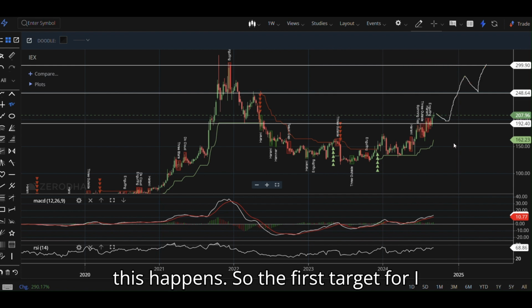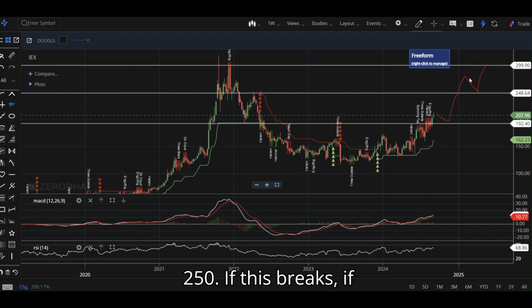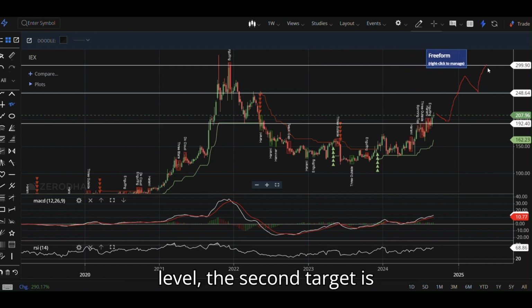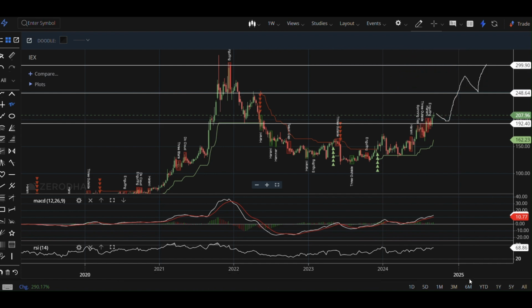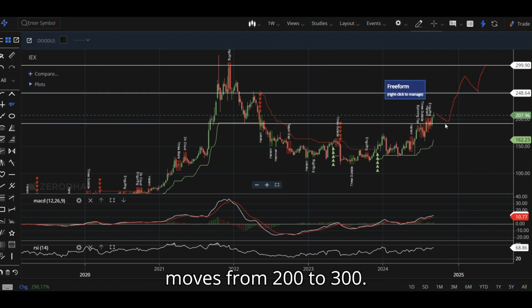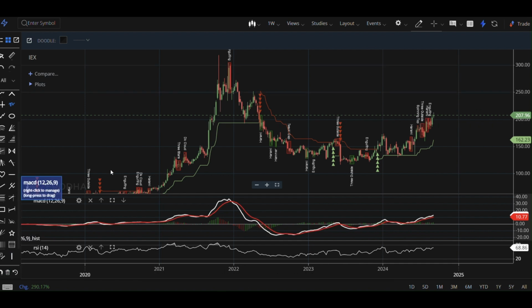So the first price target for IEX is 250. If the stock price breaks out of the 250 level, the second target is 300. So there is at least 50% price movement. If it moves from 200 to 300, there is at least a 50% rise in the price level.